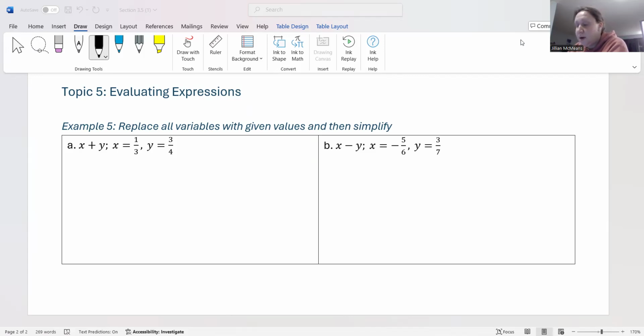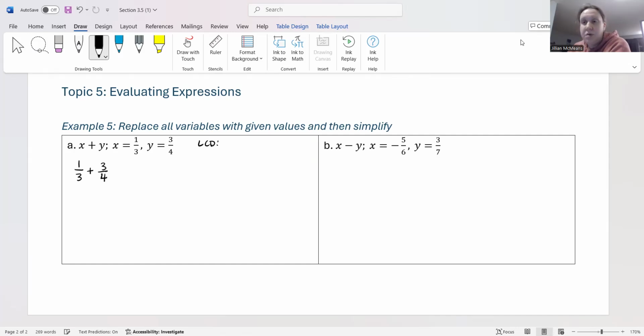Okay, so for part A, we have x plus y, and we're told to evaluate when x is 1/3 and y is 3/4. So I'm going to go ahead and rewrite x plus y, but plug in the fractions for each variable. So x is 1/3 and we want to add y, which is 3/4. So we need to find an LCD, okay?